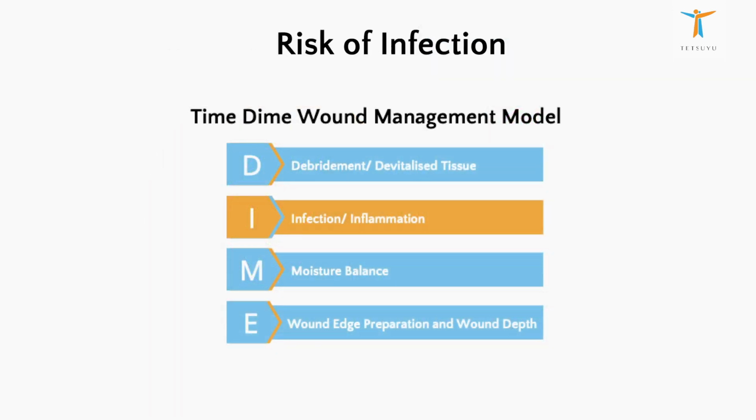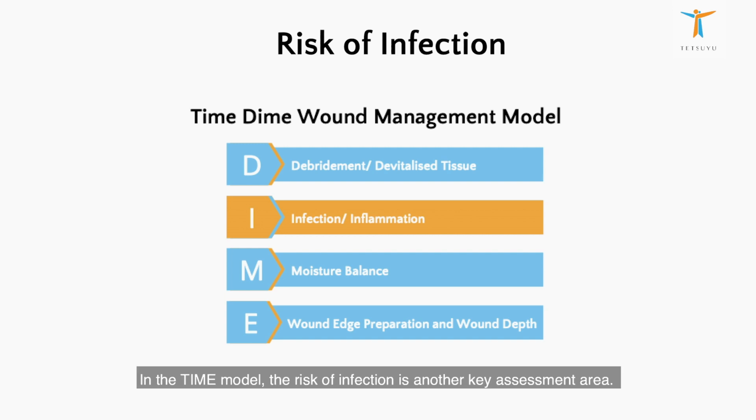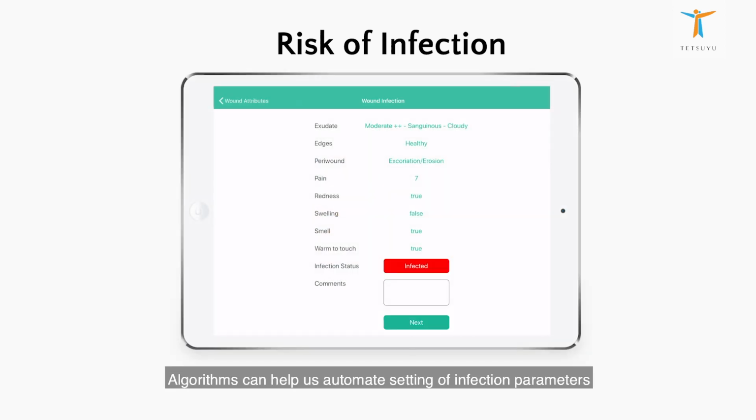Risk of infection. In the TIME model, the risk of infection is a key assessment area. This sometimes gets missed out in the manual process, especially when we have less experienced clinicians. Algorithms can help us automate setting of infection parameters to alert us if there are indeed risks of infection. Again, clinicians should be able to value add based on their experience and judgment, and if necessary, override this outcome but record their comments.